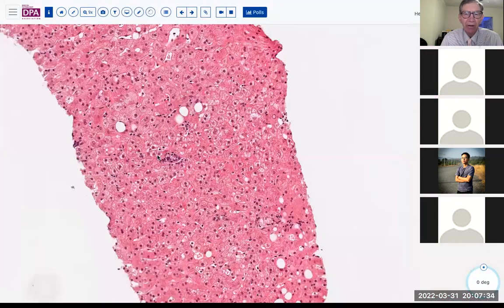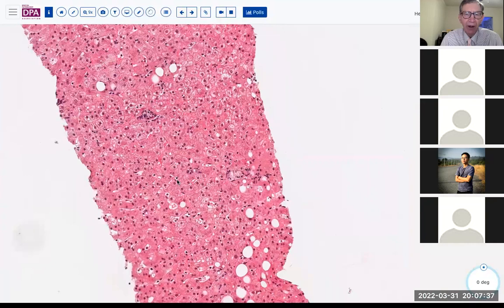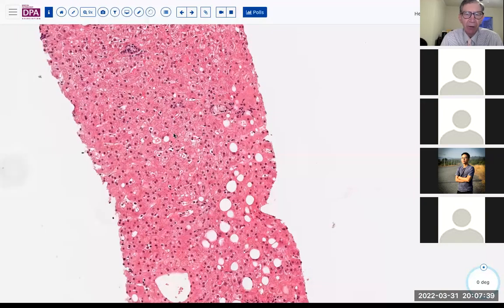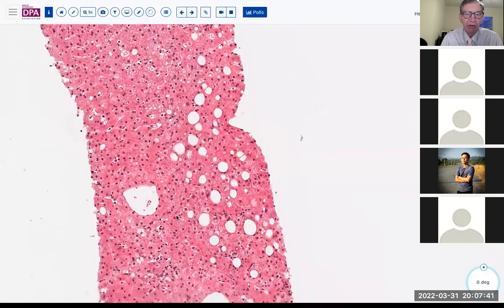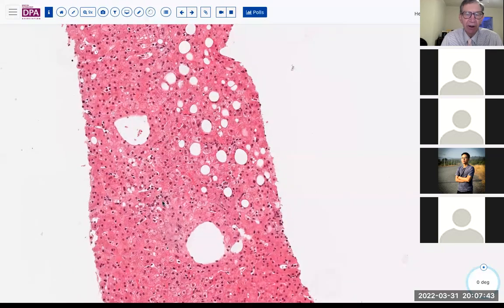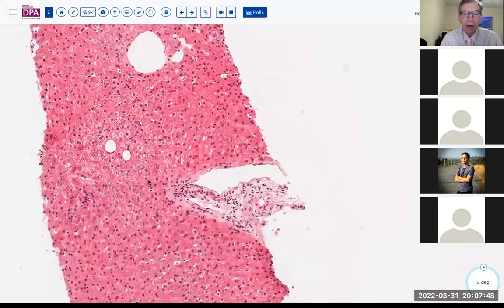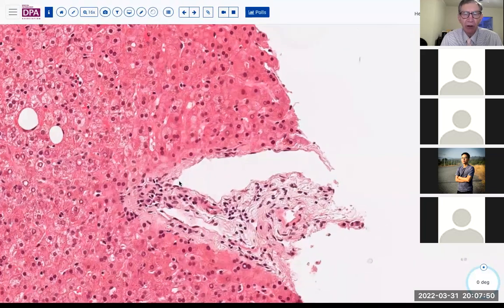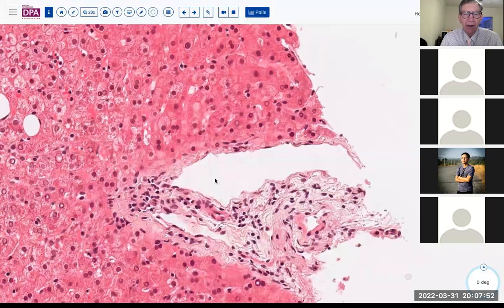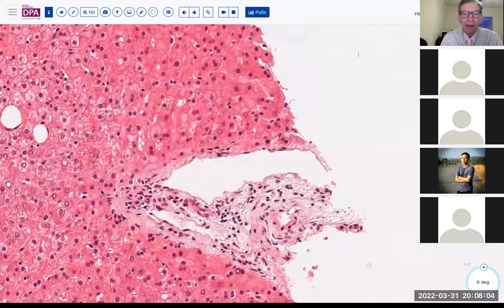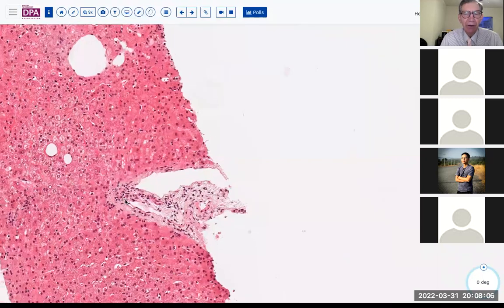We're not seeing much in the way of portal tracts. Here's a central vein-like structure, another central vein-like structure. And then here we have what looks like it should be a portal tract with a little arteriole, a vein here, but no bile duct. And so sometimes that's the only clue you have that this is an adenoma.